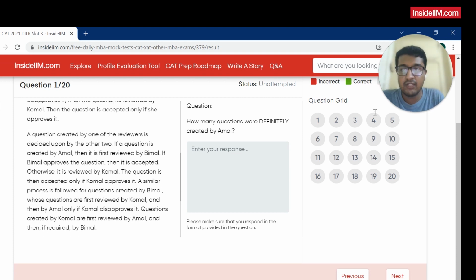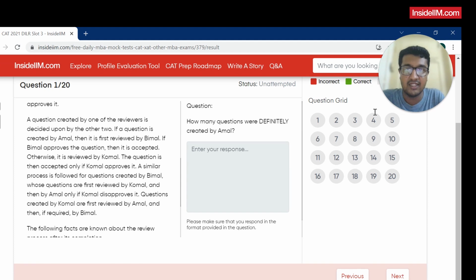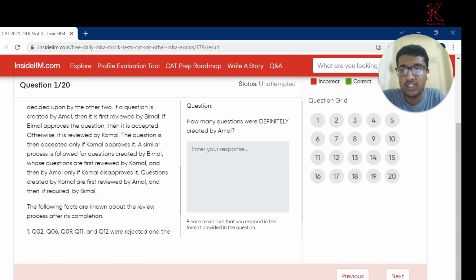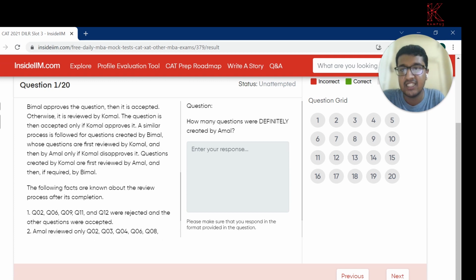A question created by one of the reviewers is decided upon by the other two. If a question is created by Amal, then it is first reviewed by Bimal. If Bimal approves the question, then it is accepted. Otherwise, it is reviewed by Komal. The question is then accepted only if Komal approves it.